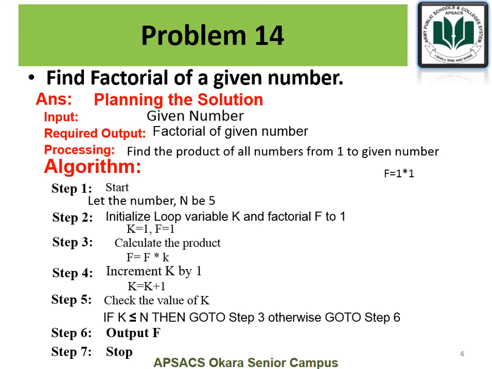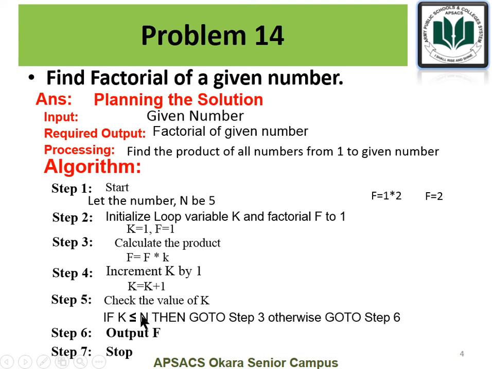The first value of f will be 1 multiplied by 1, because f and k are both 1. So the first value of f will be 1. So the next time the value of f is 1 and k becomes 2 after incrementing k by 1. 1 plus 1, 2. So the value of k will be 2. So I have written here f is equal to 1 multiplied by 2. The answer will be 2. Okay, this f will get the answer 2.